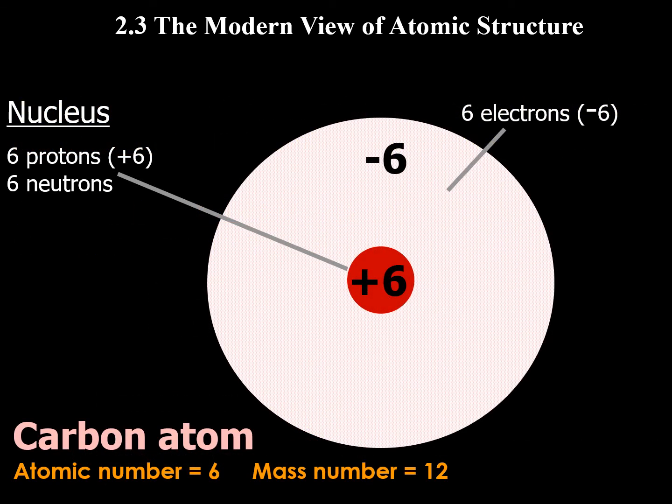So again, this is our carbon atom, which contains 6 protons, 6 electrons. If we know the mass number is 12, we can do the math and figure out that the number of neutrons is 6. 12 minus 6 will give us 6, which tells us the number of neutrons.